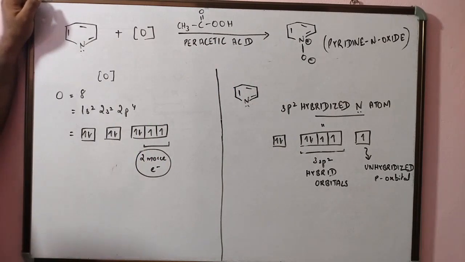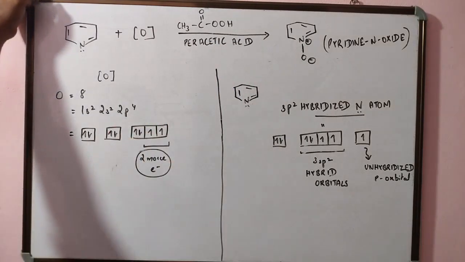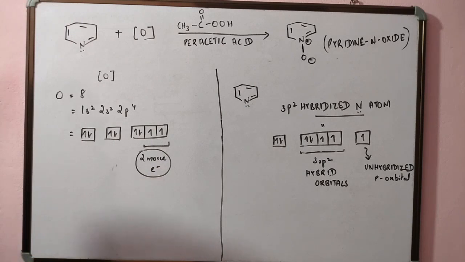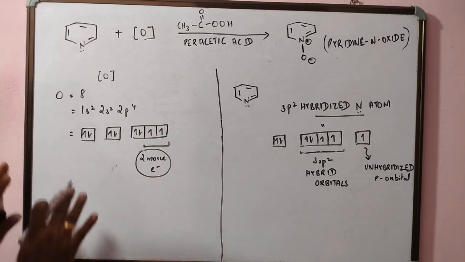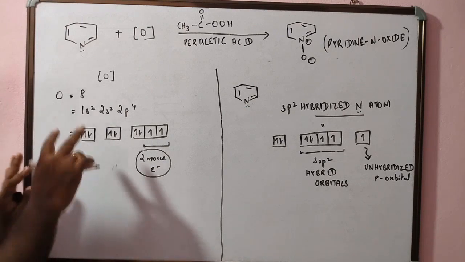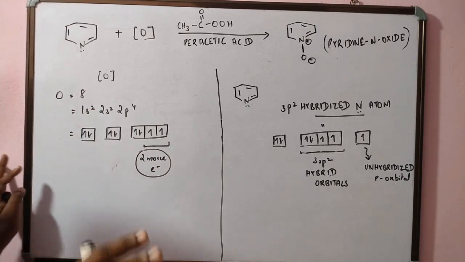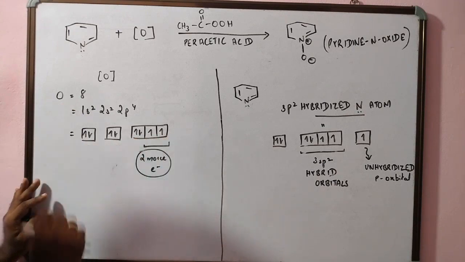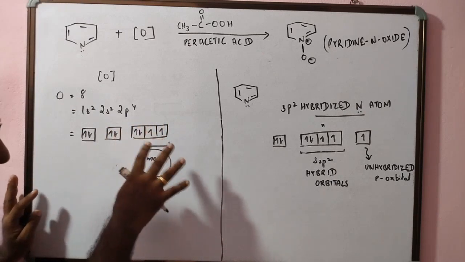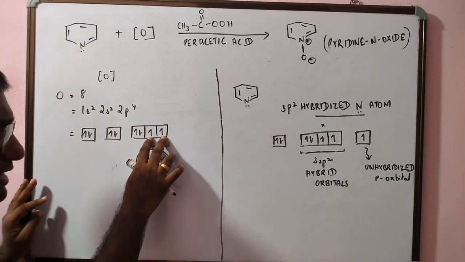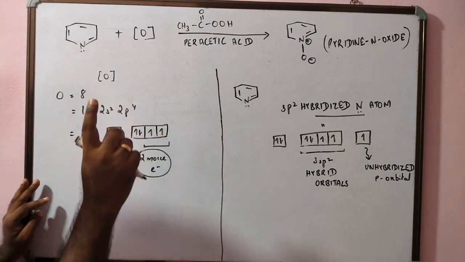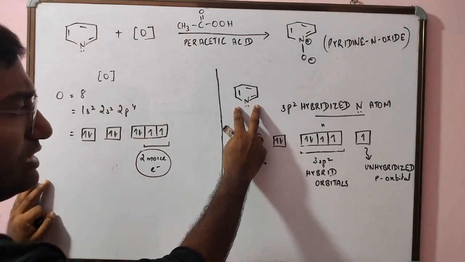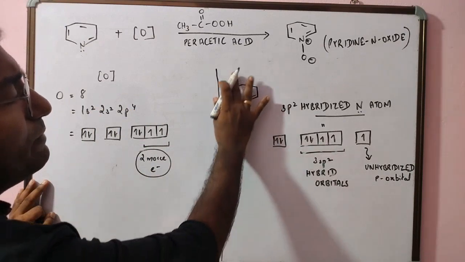A nascent oxygen is a single oxygen atom that has been produced by decomposition or any other chemical reaction. Its atomic number is 8. Atomic number 8 means that it has 8 electrons, which are arranged as such in the orbitals. The molecular orbital picture clearly shows that it is in desperate need of 2 more electrons to complete its octet configuration. Let us now look at the situation of the nitrogen atom in pyridine.